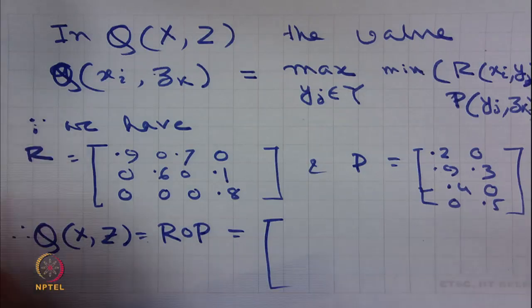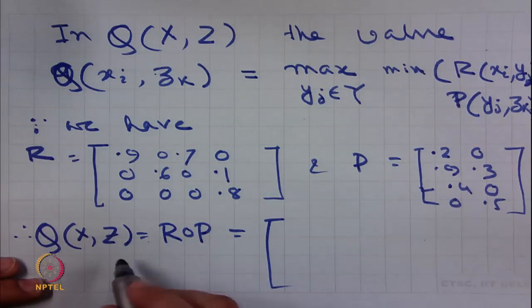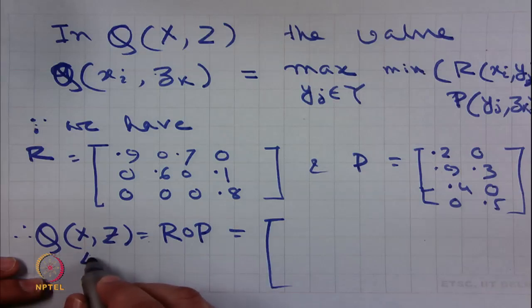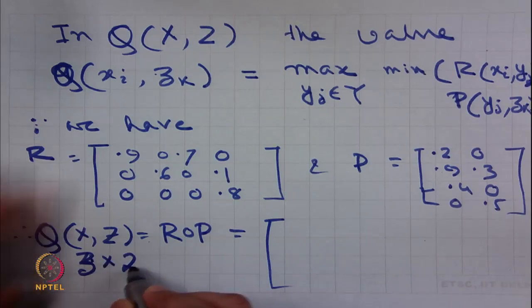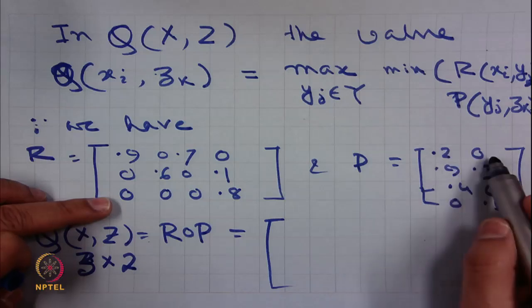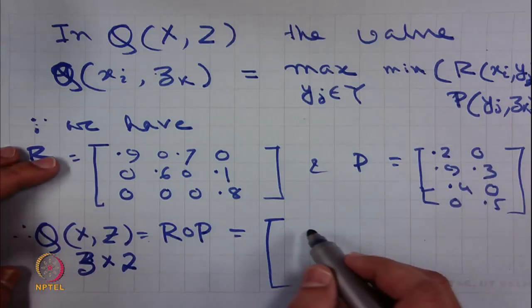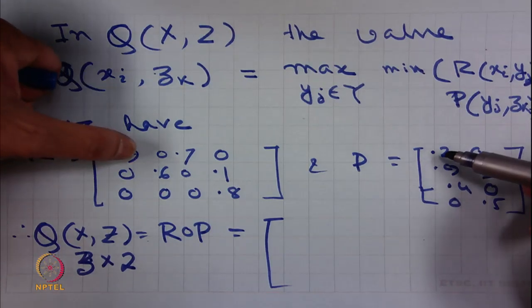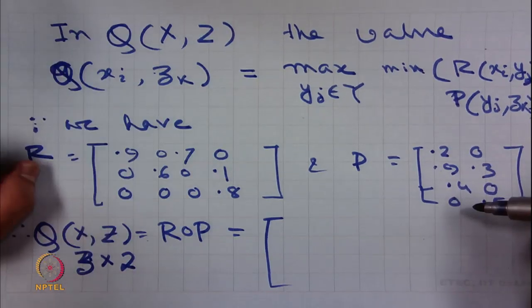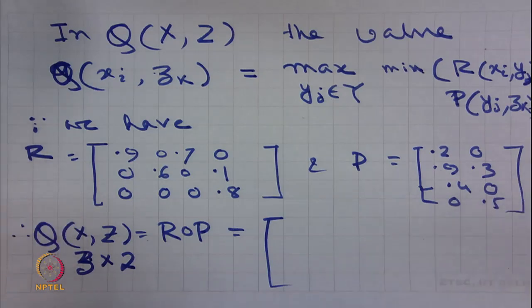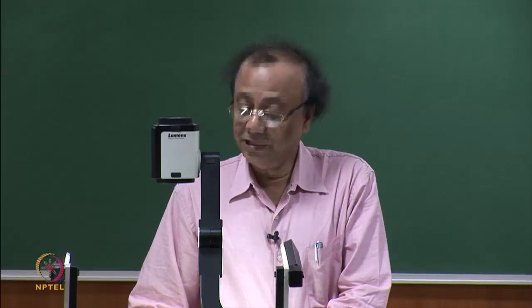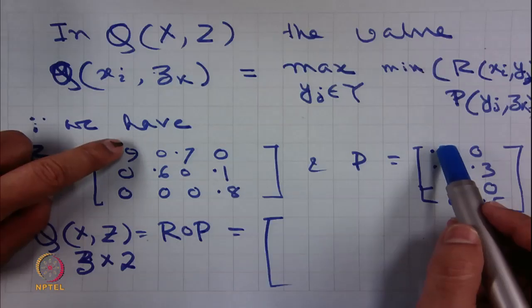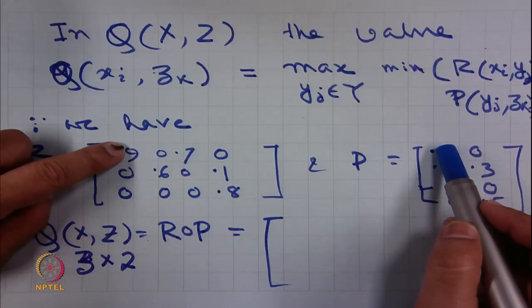So, let us consider the matrix Q. We know that its dimension is going to be 3 cross 2, because there are 3 rows here and there are 2 columns here, and the ijth element will look at the minimum of these pairs. The operation is very similar to matrix multiplication, but there we take the product and add it. Here instead of multiplication we are looking at the minimum, and instead of final addition we are looking at the maximum.